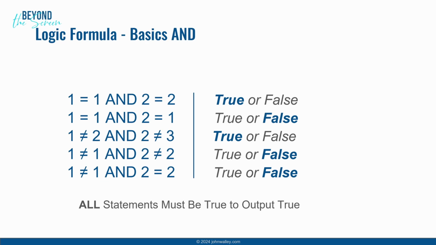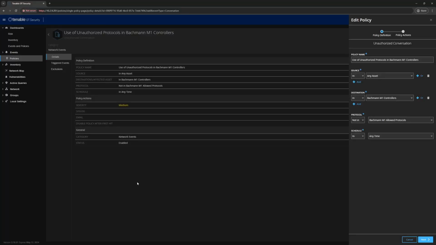The reason we call this out is that in our logic, when we're talking about Tenable OT, AND is one of the basic areas that's used for all of our policies. There's an implied AND between each condition whenever we edit a policy. So if we bring up our policy here, in our Tenable OT instance that we've been running, I already have it up in edit mode. What you'll see is I have source as a condition, destination as a condition, protocol as a condition, and schedule. Each one of these has an implied AND in between them.